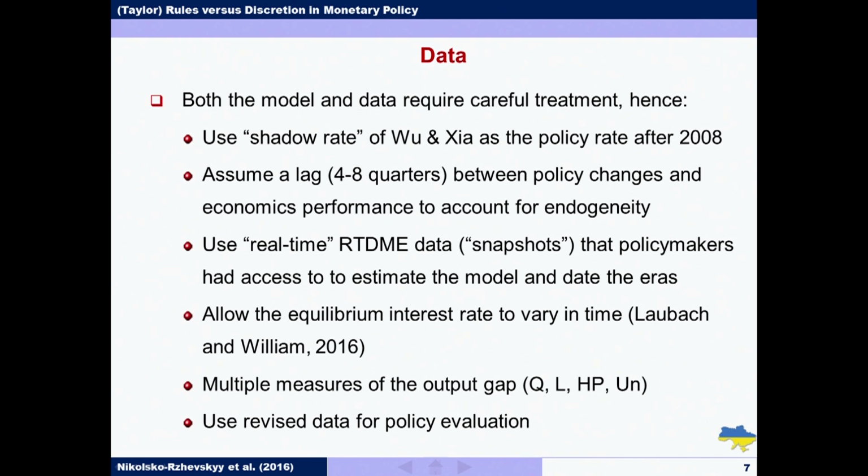Then we allow the equilibrium interest rate to vary. That's a big improvement over the classical Taylor rule in which the equilibrium interest rate is fixed at 2%. And finally, we tried many different measures of the output gap. Essentially, we tried every single output gap that's usually used in this type of analysis.